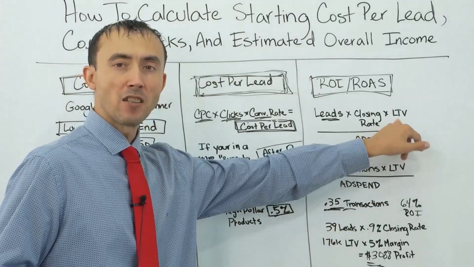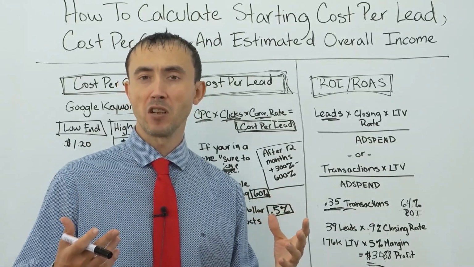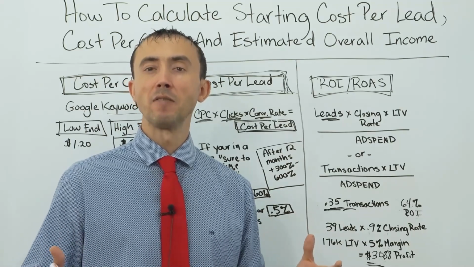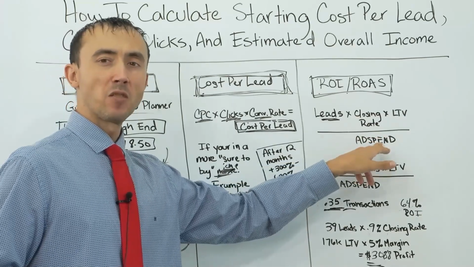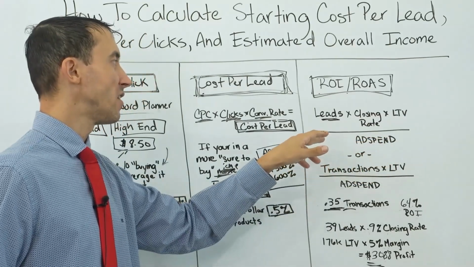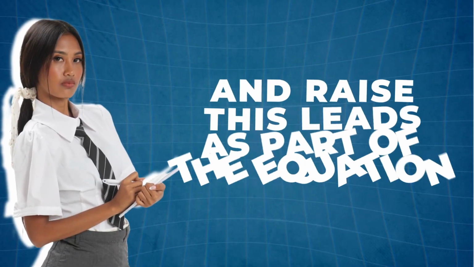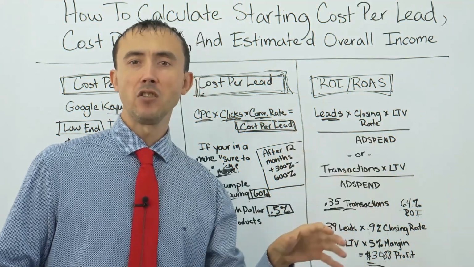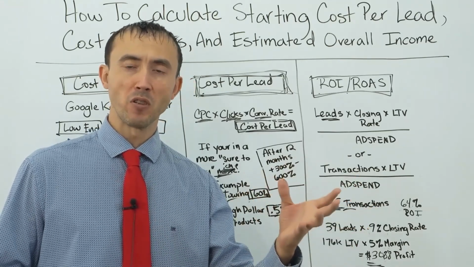Times your lifetime value of a customer, which if you don't know what a customer's worth to you, you take all the customers you've ever sold to in your accounting system, total unique records, and divide total revenue ever generated by that, and that gives you your lifetime value per customer. You take those three numbers, multiply them together, divided by your ad spend, and that tells you what your ROI is at a certain number of leads. If your ROI is not positive, you need to get more leads and raise the leads part of the equation until your number is positive. Then you know how many leads you need, and therefore what cost per lead you need to be profitable with your starting campaigns before you can scale up your ad spend.